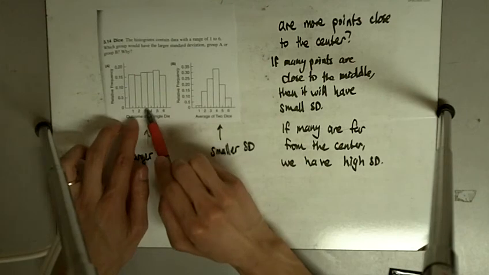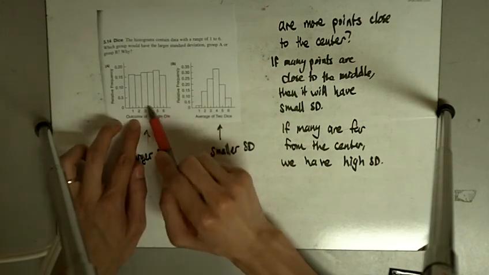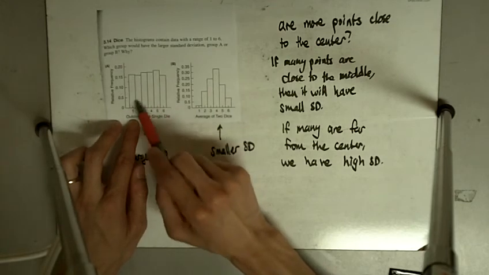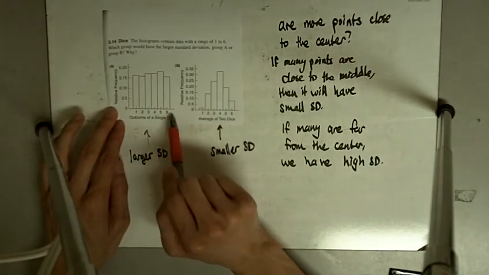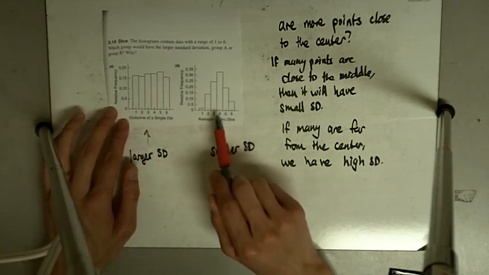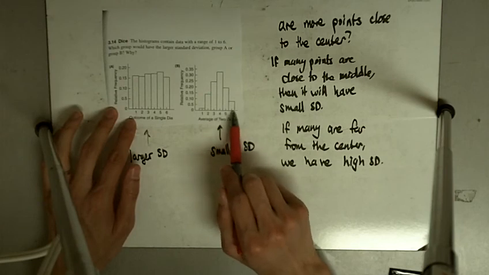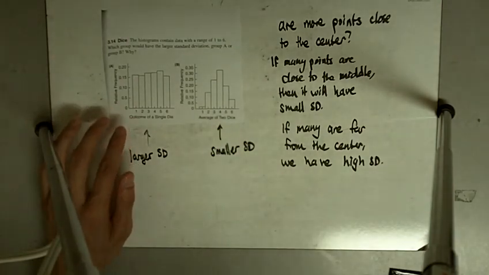Over here, the balancing point is still also going to be about 3.5. And we got a good number that are close to the center, but we also have a lot that are far from the center. Okay, so 1 and 6 are far from the center. We have a lot out there, so we're going to have more standard deviation. Whereas over here, the farther we get away from the center, we see less and less, so that's going to be smaller standard deviation.